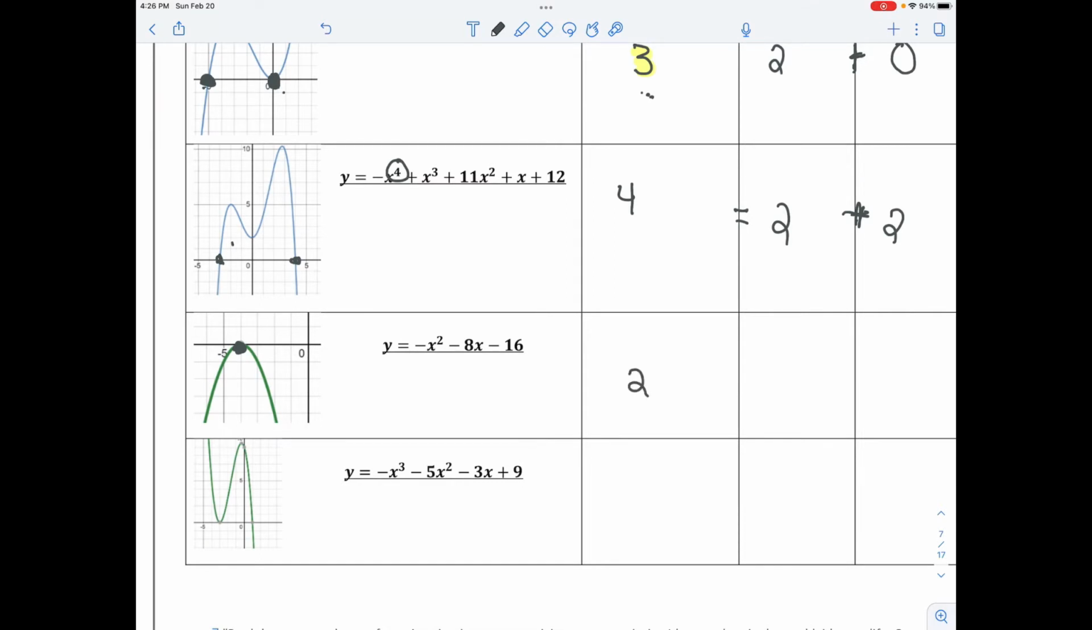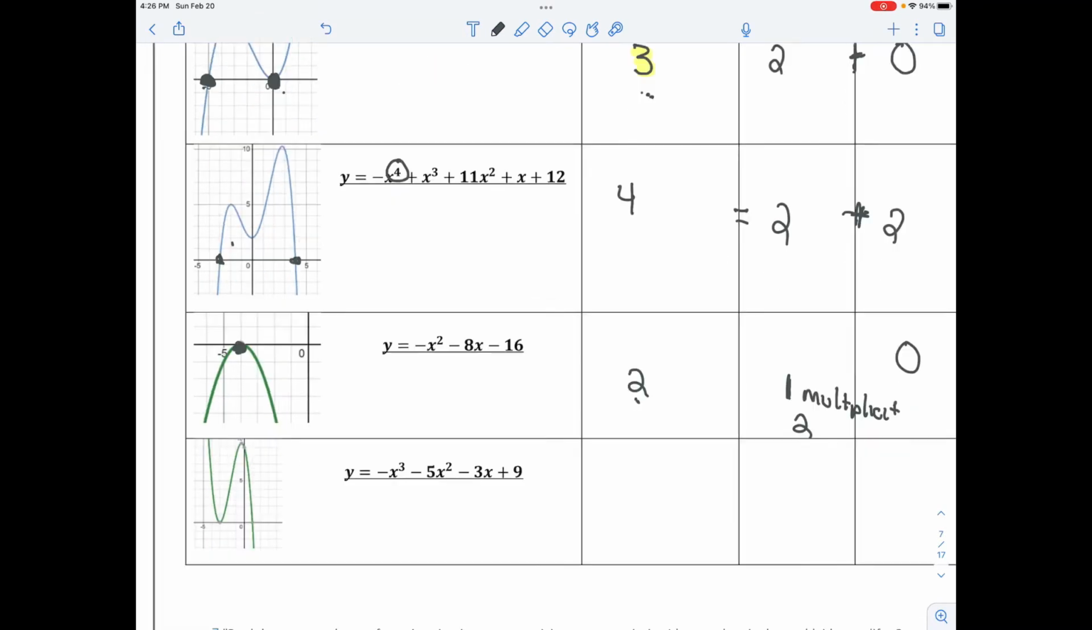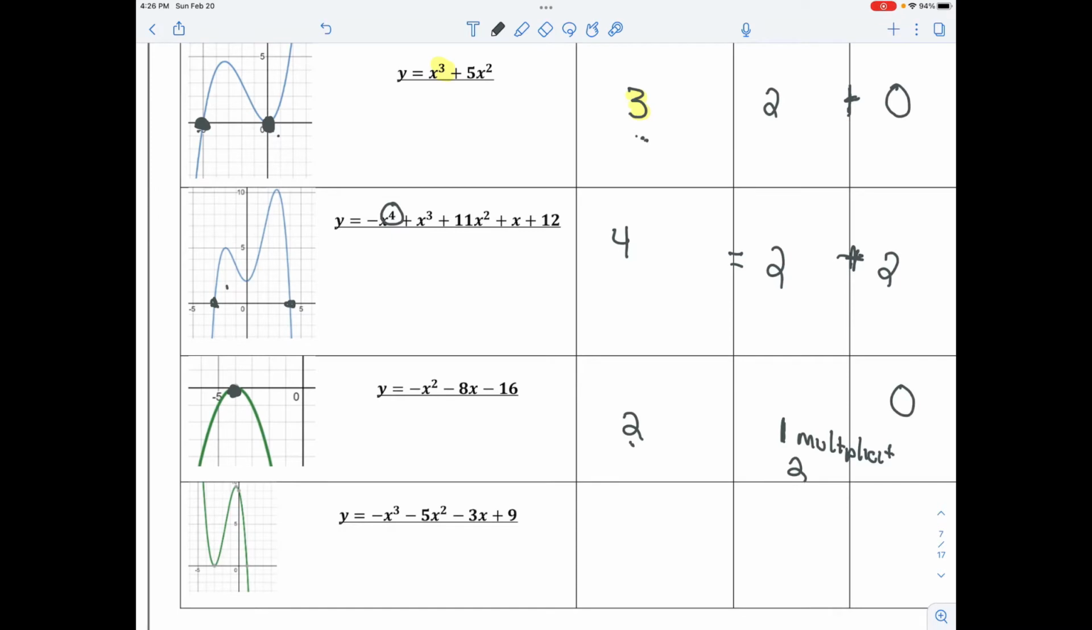This is quadratic, so the number of possible solutions is 2. We have only 1, and this one has a multiplicity, though, of 2. How do I know that? Because I can't have an imaginary solution, and the total number of zeros has to equal 2. And so notice when we have multiplicity is when it bounces on the x-axis. Both of these bounced on the x-axis.